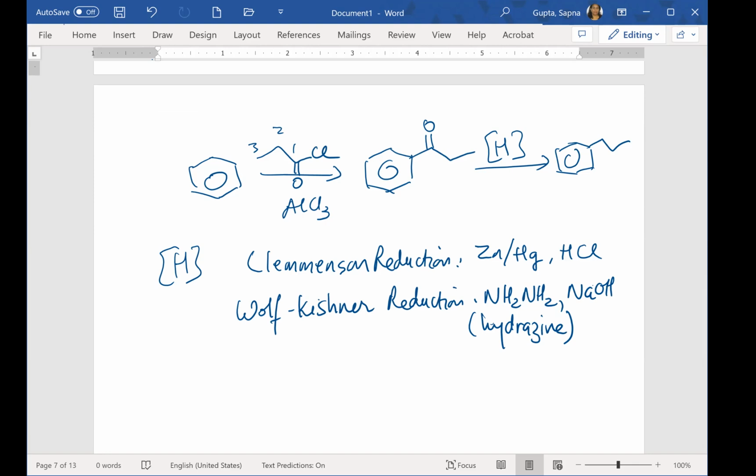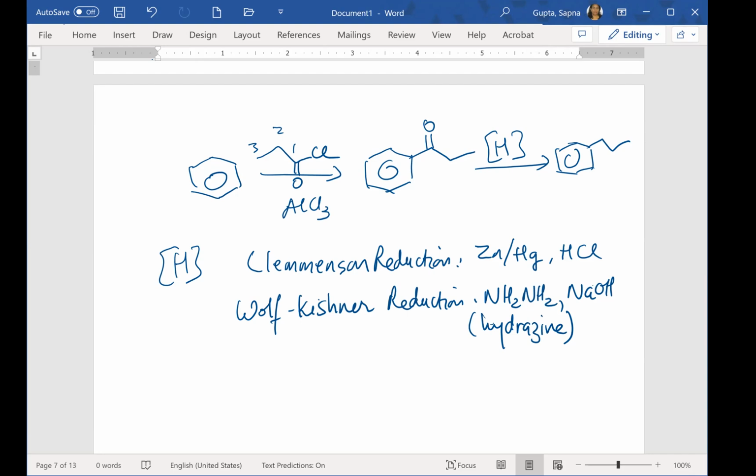Now you can make any long straight chain alkyl group on benzene, because all you have to do is acylation first and then reduce it in order to get your alkyl chain. Now the reduction here, Clemmensen reduction and Wolff-Kishner reduction, please remember, these are the only two you can use. You cannot use LAH, because if you use LAH, you will get alcohol. So you have to use the ones that I'm giving to you, because this is for ketone.